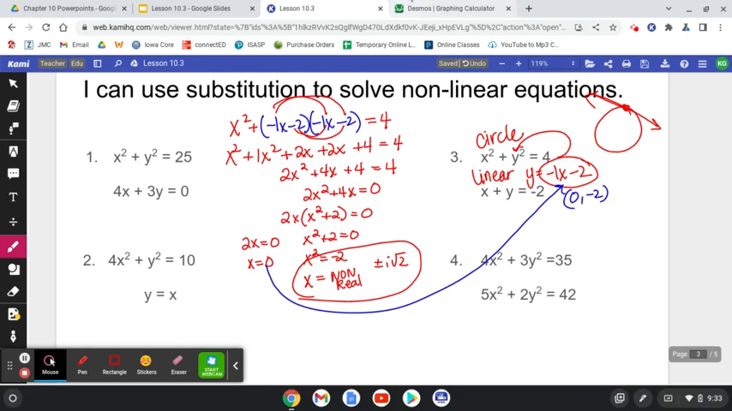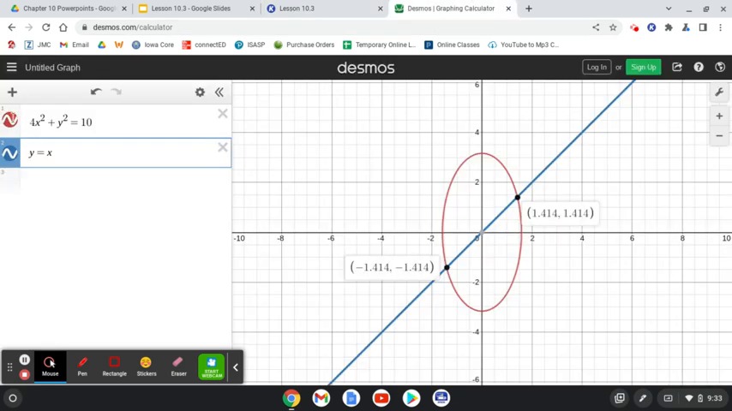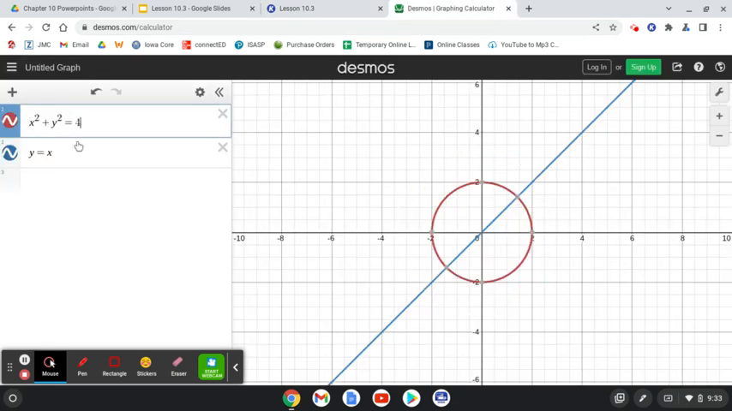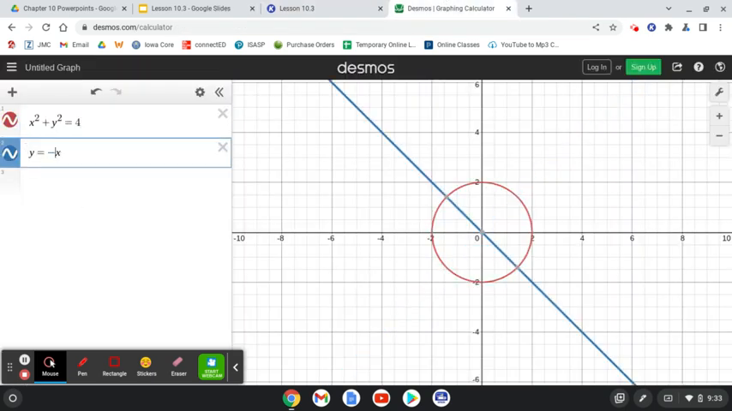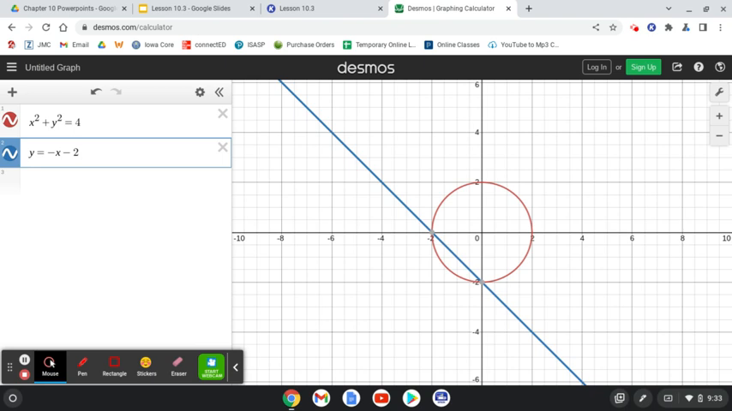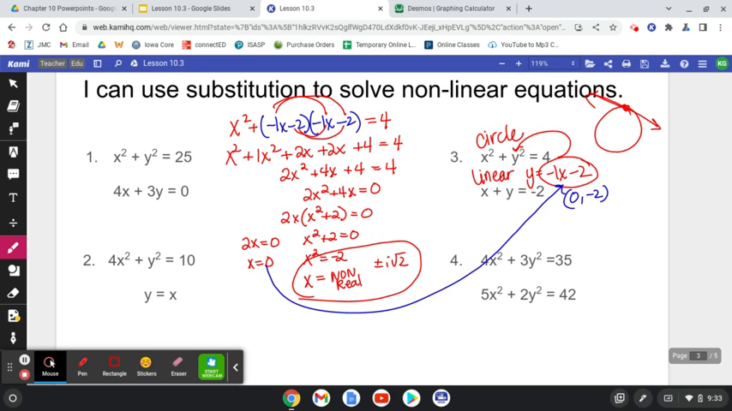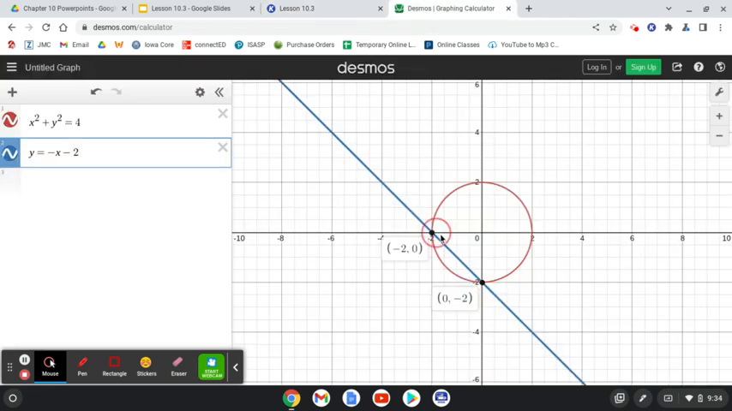Okay, so let's look at this one. x squared plus y squared equals 4. And y equals negative 1x minus 2. Oh, it says I should have 2. Oh, because I solved for my x, 0 comma negative 2. I had that. Why didn't I get this one? Negative 2 comma 0.